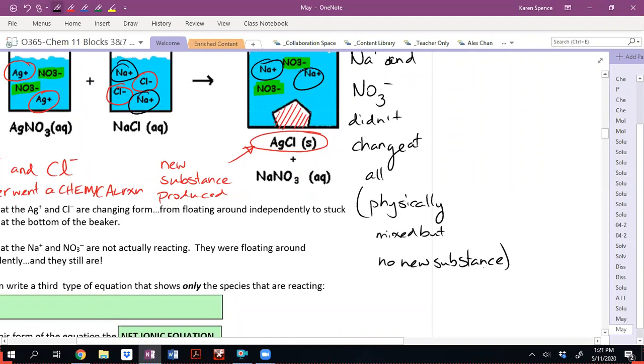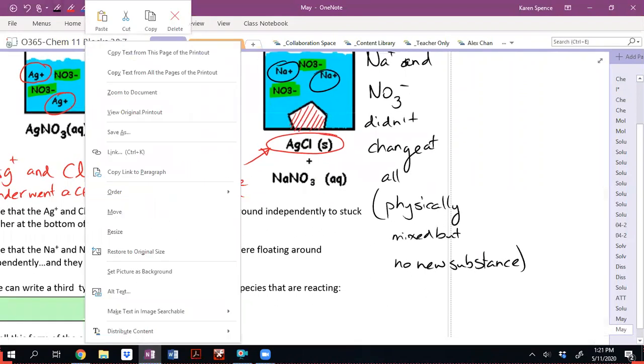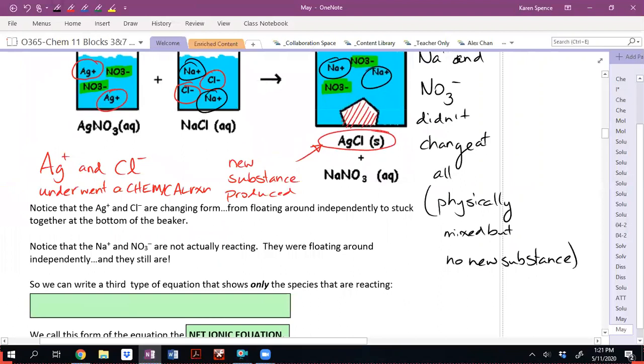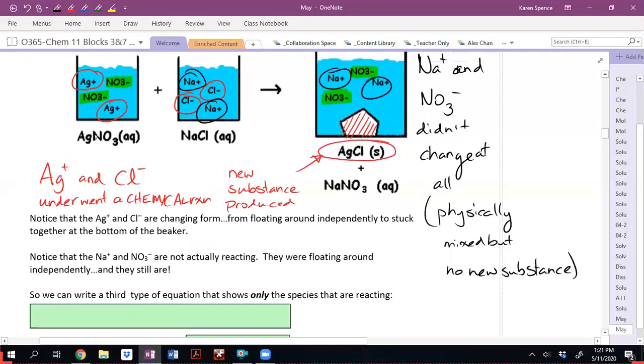So what we do is in the next form of the reaction, we are going to write a third type that shows only the species that are reacting. So who are the only things that are reacting in this chemical reaction? Yeah, the Ag and the Cl.